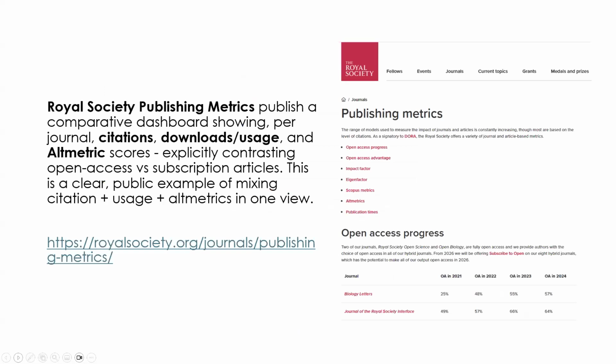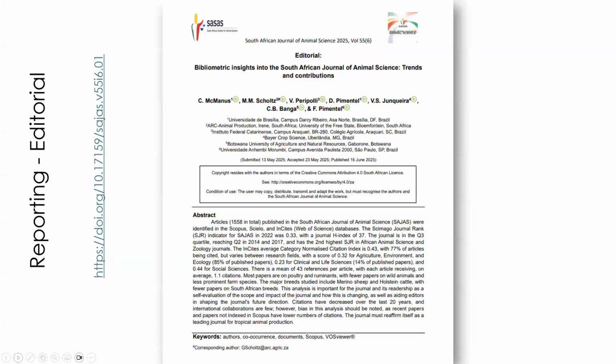And then there's the Royal Society dashboard. They publish a comparative dashboard showing per journal citations, downloads, usage, and Altmetric scores, explicitly contrasting open access versus subscription articles. So in table format and per year as well.